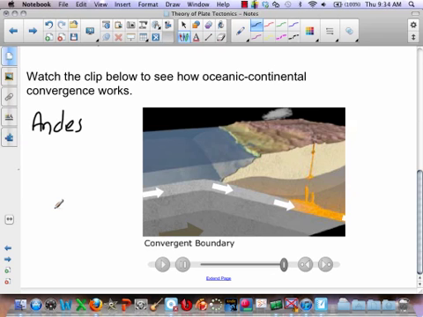Now, some of you guys did mention the Alps and the Himalayas, but those are actually not volcanic. They are mountains and they are chains, but they're not volcanic.